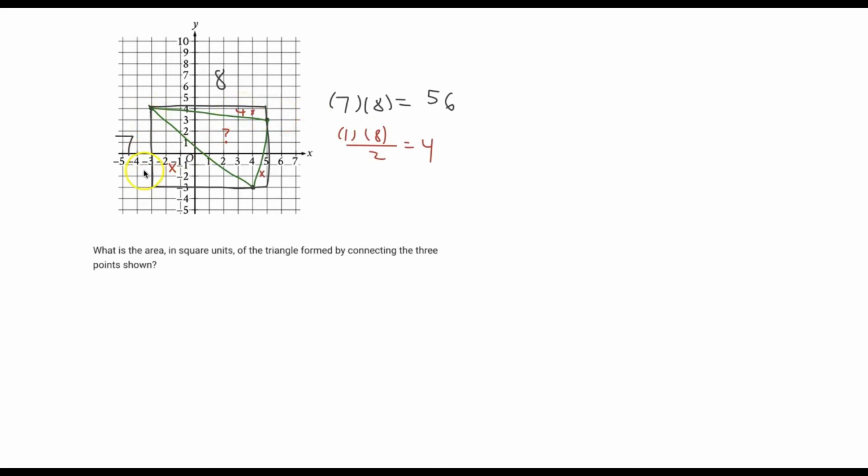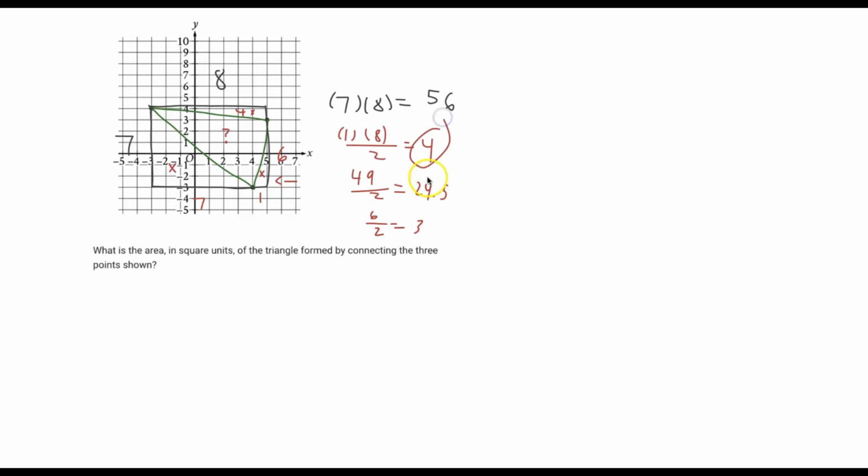And let's try this one over here. This one is 7 down, and it looks like 7 across. So 7 times 7 is 49, divided by 2 will give us 24.5. And then our final triangle on this side is going to have a height of 6 and a width of 1. So 6 over 2 will give us the area of 3.